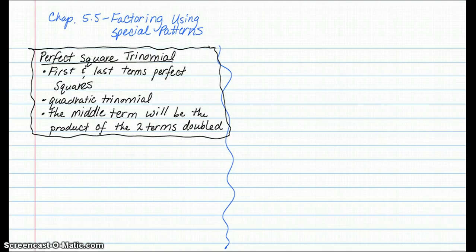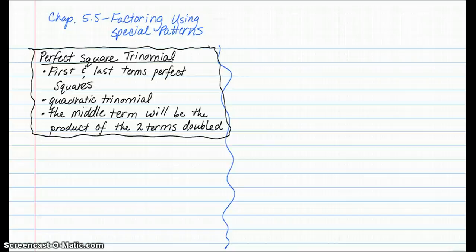Another type of special product patterns are the perfect square trinomials. In a perfect square trinomial, like the difference of squares, the first and the last terms will be perfect squares. So those are their two similar parts. The next attributes differ. Instead of being a quadratic binomial, it is a quadratic trinomial. It also differs in that the middle term will be the product of the two terms doubled.